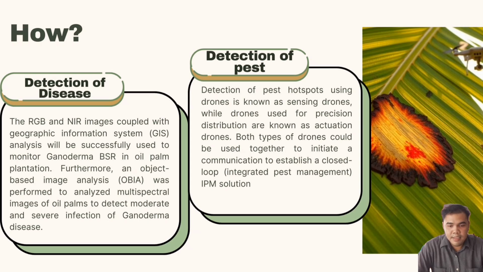Besides that, drones are also used for detection of pests in oil palm operation, where the detection of pest hotspots using a drone is known as a sensing drone, while a drone used for precision distribution is known as an actuation drone. Both types of drone could be used together to initiate a communication to establish a closed loop integrated pest management solution. Using drones in precision pest management is very cost effective and reduces harm to the environment.